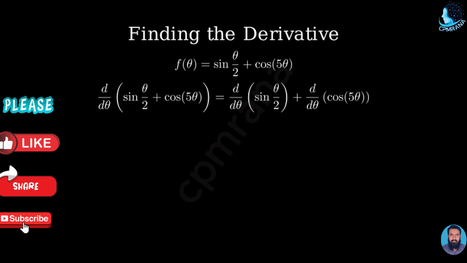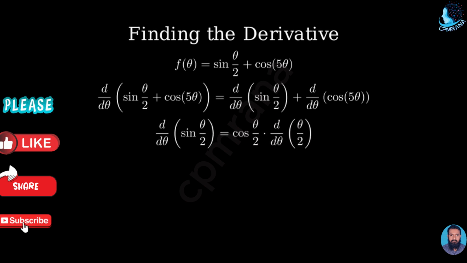Let's tackle the first term. To differentiate sine theta over 2, we'll use the chain rule. Remember, when we have a composite function like this, we multiply the derivative of the outer function by the derivative of the inner function. The derivative of sine is cosine, and the derivative of theta over 2 with respect to theta is 1/2. Now for the second term.